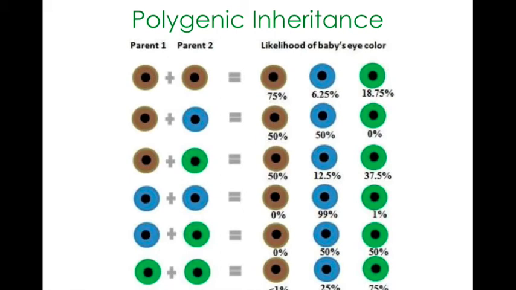However, you can see that with two parents with blue eyes, you're not going to get brown eyes, or you're very unlikely to get brown eyes, because for blue eyes some of those genes have a recessive allele or exhibit a recessive trait. Okay.